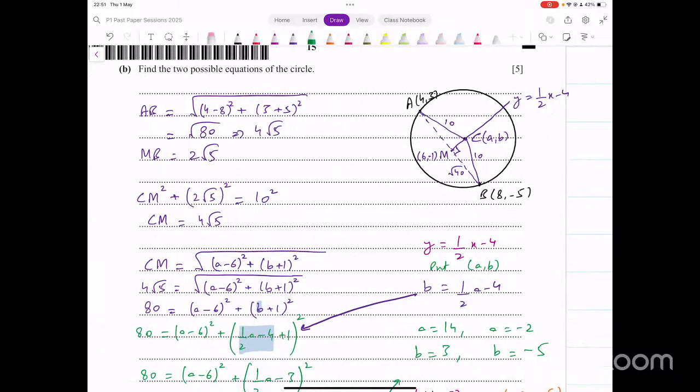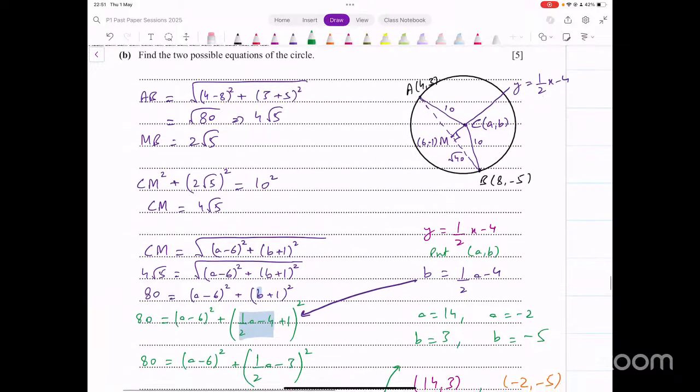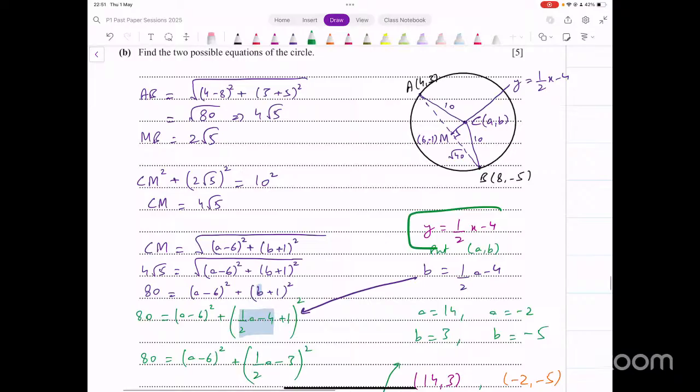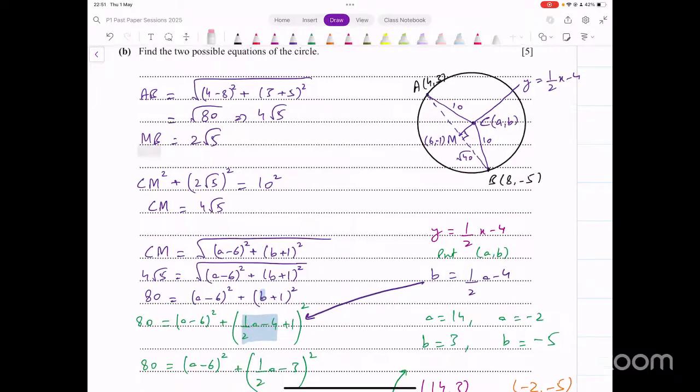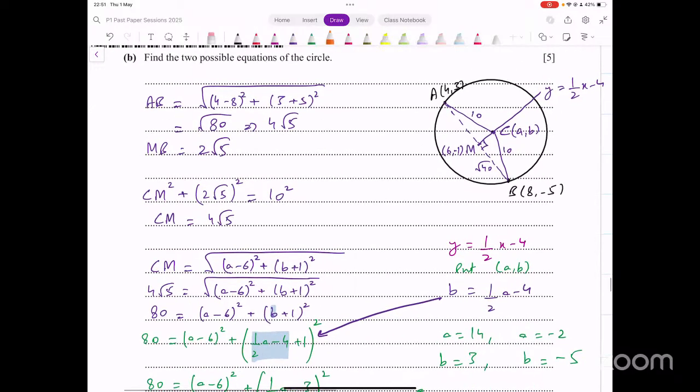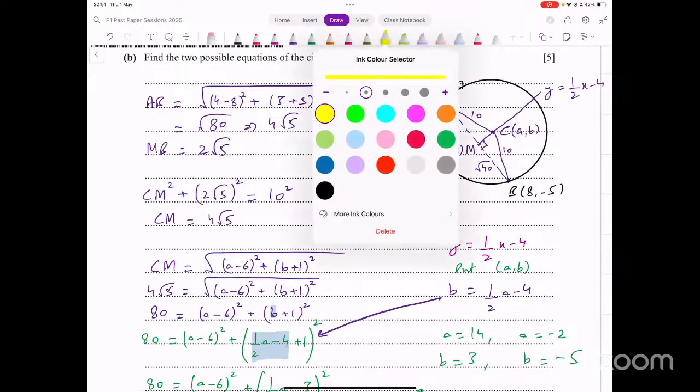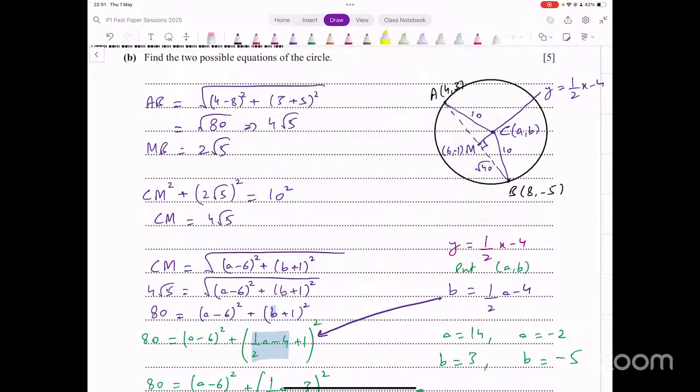How do you do that? You've got one line that the center lies on. That's y equals half x minus 4. You need another equation to find the coordinates of the center. How do you get that other equation? You can do something like this. You can say, let's assume the coordinates of the center are (a, b).